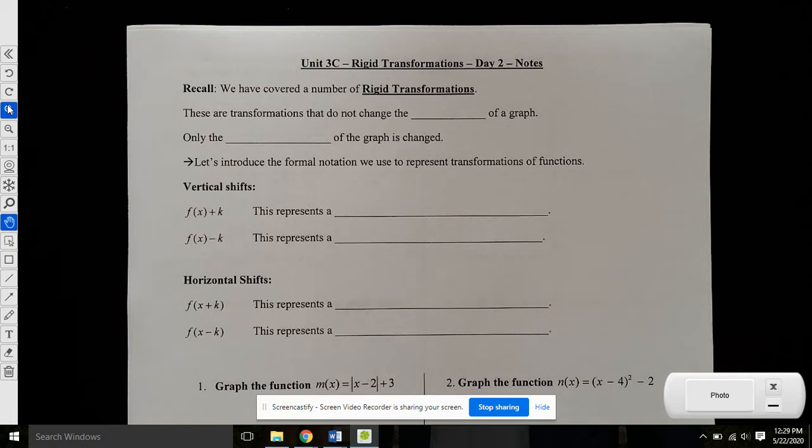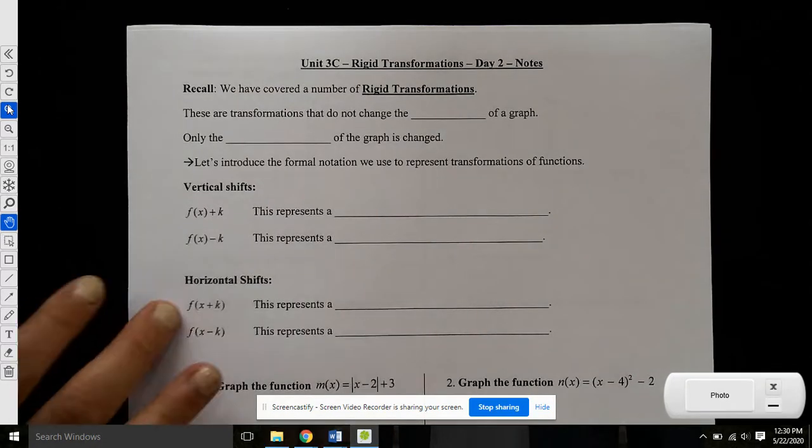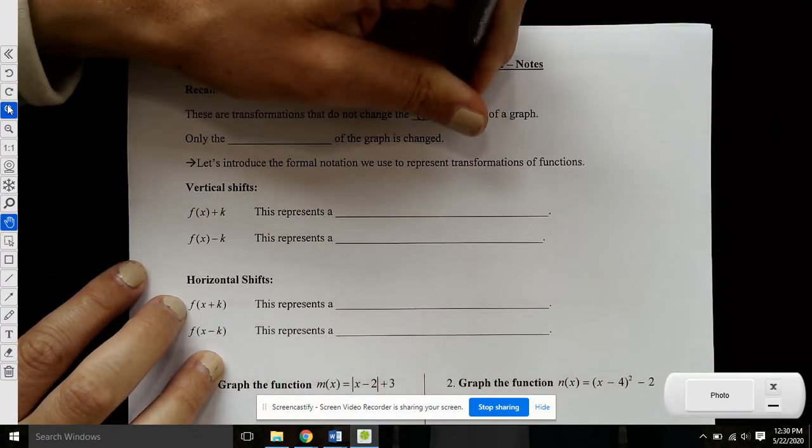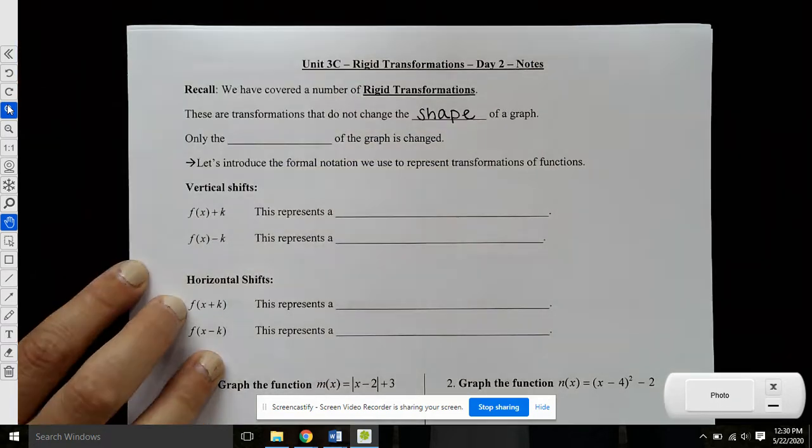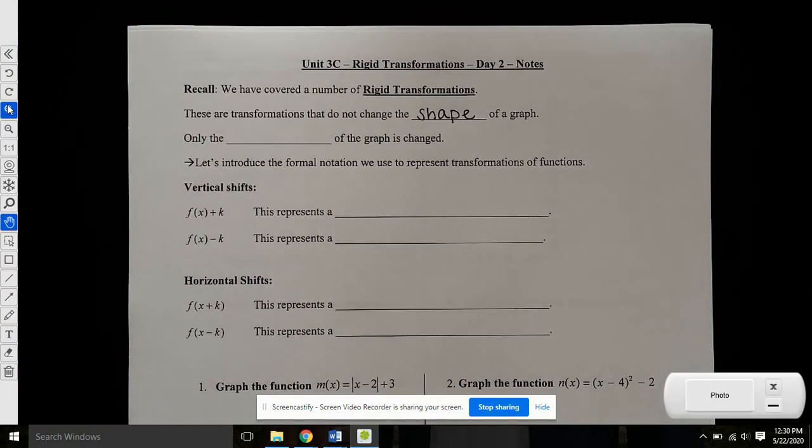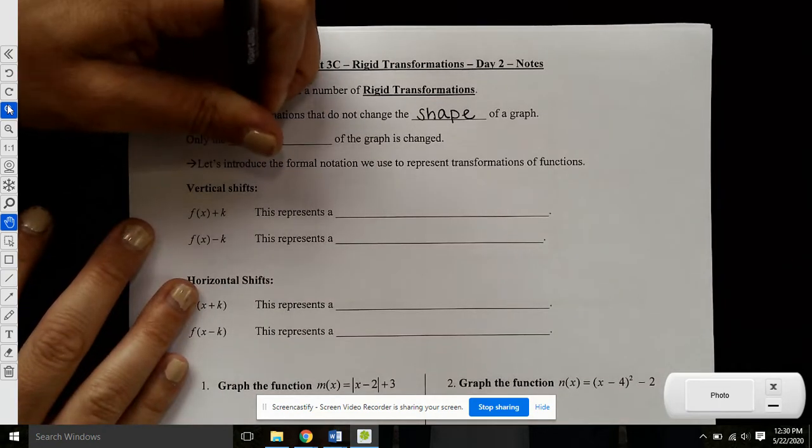And so we're actually going to start with what we've done in Algebra 1 to try and jog your memory and get going before we go into transforming the new functions that we learned about in the last couple videos. So this first video is going to be more review, and then we will get into the more difficult stuff in the next video. So rigid transformations are transformations that do not change the shape of the graph. And what I mean by that is that only the location of the graph is changed.